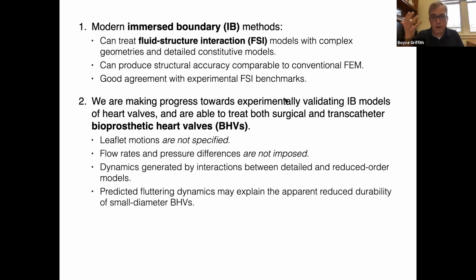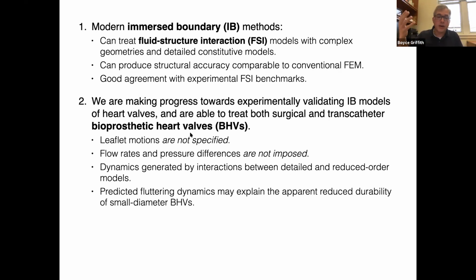We've been making progress, I hope, towards actually validating that these kinds of models of heart valves are able to give reliable results. And at this point, we have much more validation for the surgical valves, which are of less interest, but you can also use these methods to look at transcatheter bioprosthetic heart valves as well.